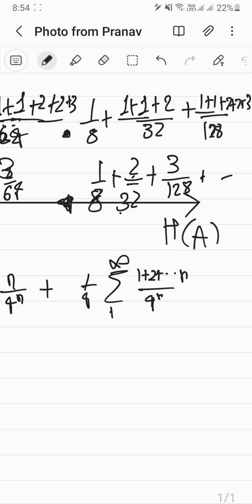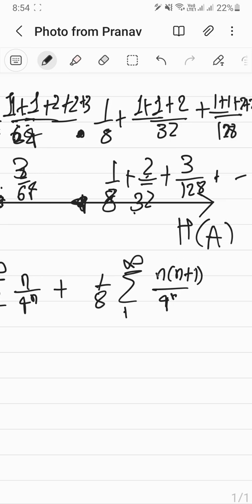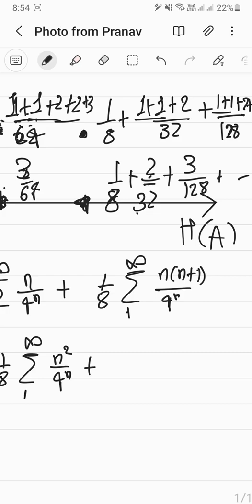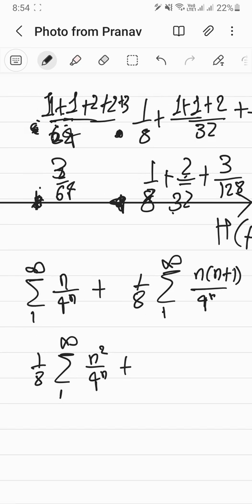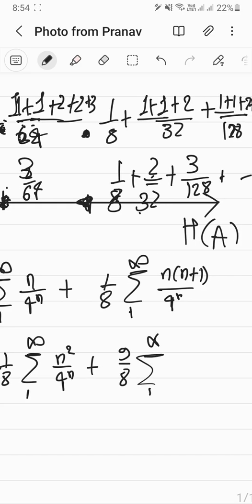Okay, so thankfully we know a formula for this thing. It's just going to be n into n plus 1 upon 2, right? So upon 2, that goes over here, this becomes 1 by 8. Cool. And you can write this thing as, so n squared over here, like summation 1/8 summation of n squared upon 4 power n, 1 to infinity, and then this thing, so 1/8 plus 1, that is 9/8, summation from 1 to infinity of n upon 4 power n.